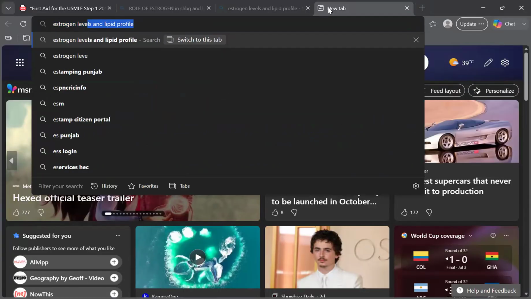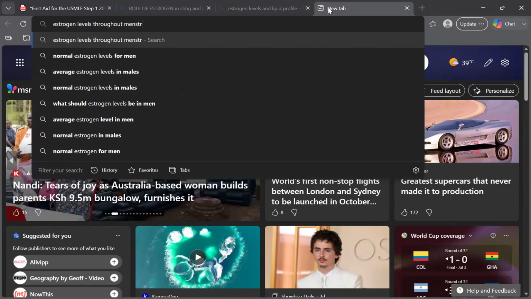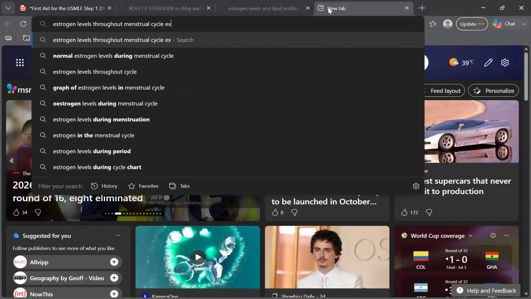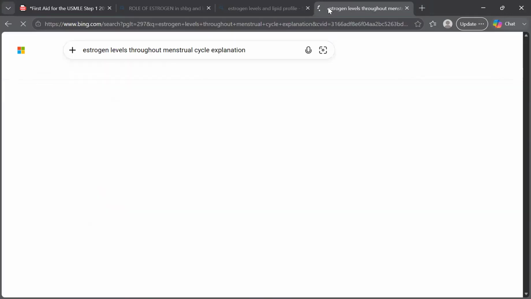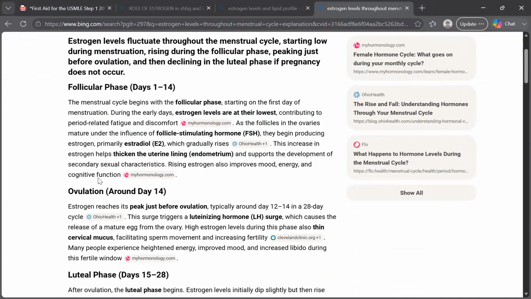So we'll have to check estrogen levels throughout the menstrual cycle. They say it begins with the follicular phase. On the first day, estrogen levels are at their lowest, contributing to period-related fatigue and discomfort. As the follicles in the ovaries mature under the influence of FSH, they begin producing estrogen, primarily estradiol. This increase in estrogen helps thicken the uterine lining.